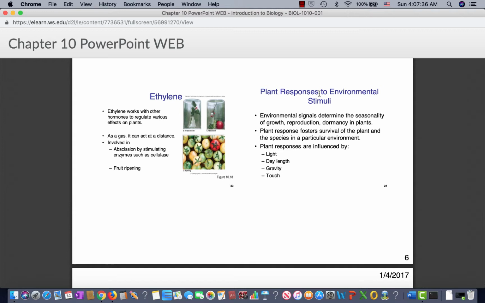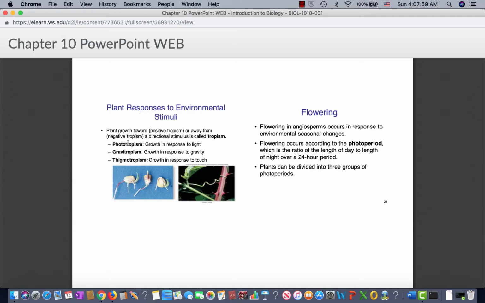Plant responses to environmental stimuli. Environmental stimuli determine the seasonality of growth, reproduction, and dormancy in plants, and they foster the survival of the plant and the species in a particular environment. So they can respond to light, day length, gravity, and touch. Again, phototropism is growth in response to light, gravitropism in response to gravity, thigmotropism in response to touch.